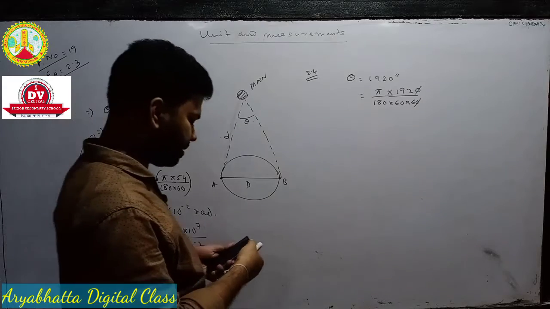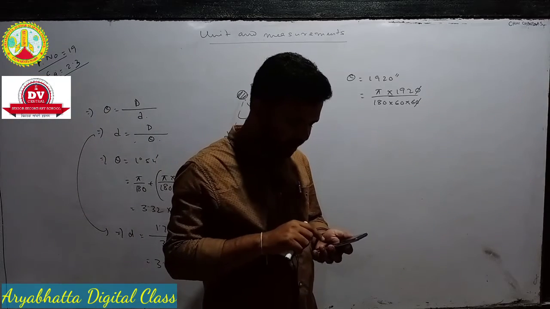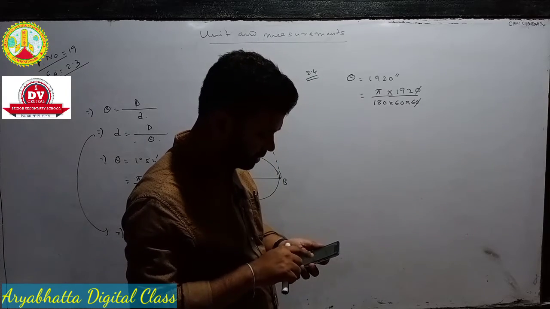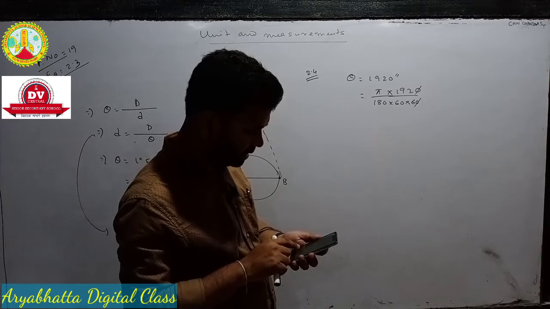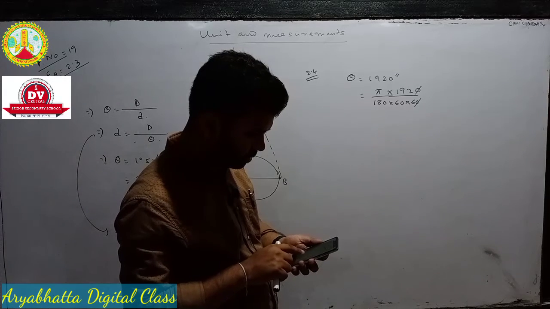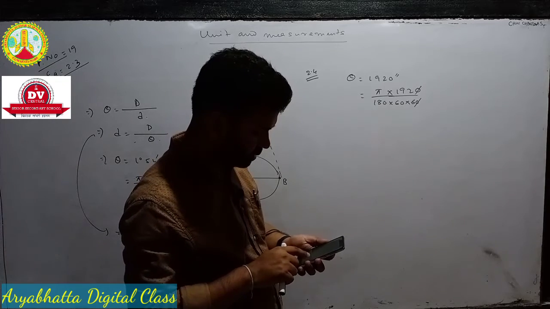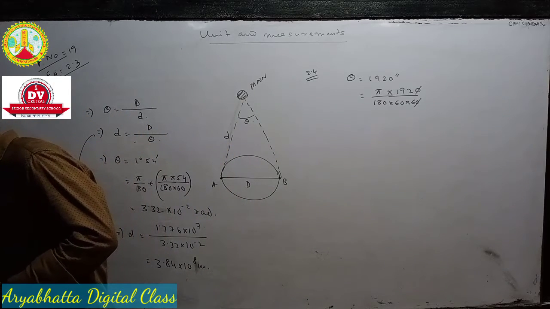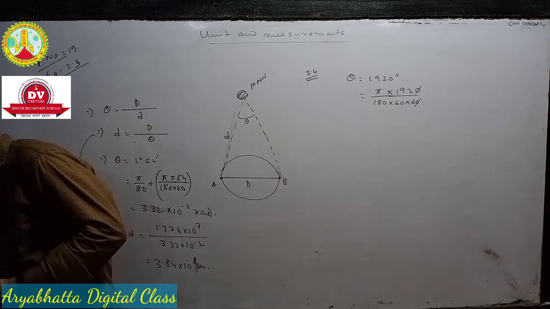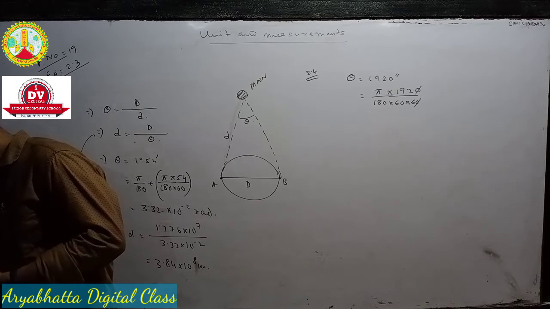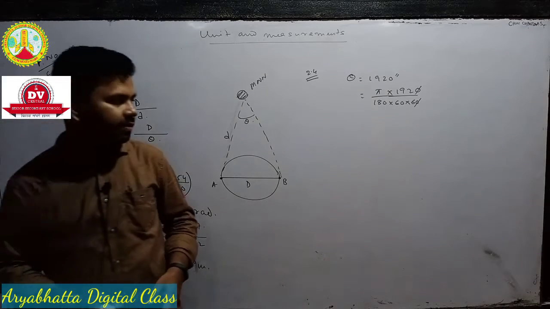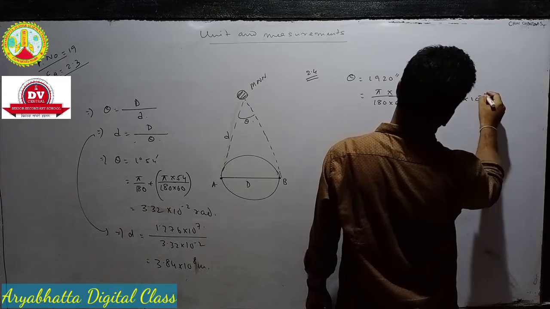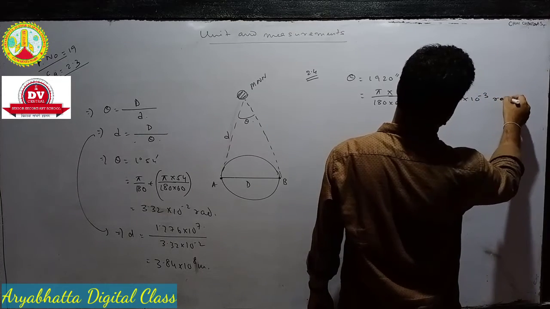Let me check whether we match. So pi is 3.14 into 192 divided by 180 into 360. So it is 0.0093. So here they got 9.3 into 10 to the power minus 3. So it will be 9.3 into 10 to the power minus 3 radian.